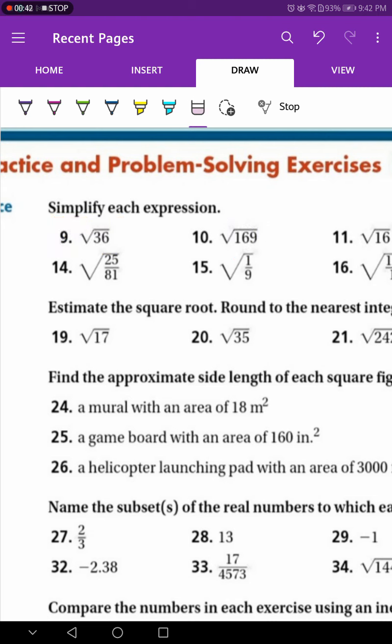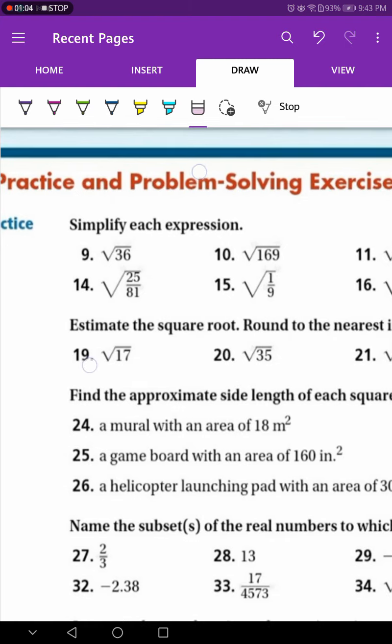Yes, okay, it is beautiful. Now, as you know, the answer here is equal to 6. It is beautiful to know, because the 36 comes from 6 multiplied by 6. So you know that the square root of 36 equals 6. Good.